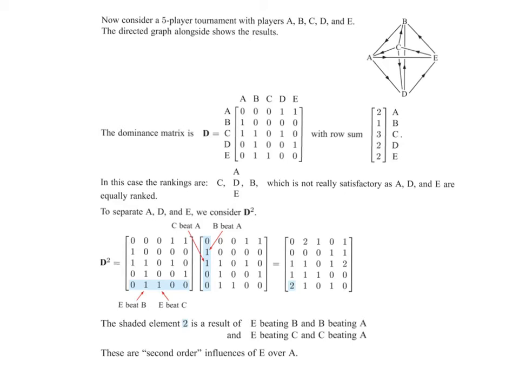To calculate the second order influence, we calculate D squared. What we can see is E has beaten B, and E has beaten C. C has beaten A, and B has beaten A. When we look at the 2 in the shaded section here in the D squared value, we get that because E's beaten B and B has beaten A. So the likelihood of E beating A is higher and increases the influence.